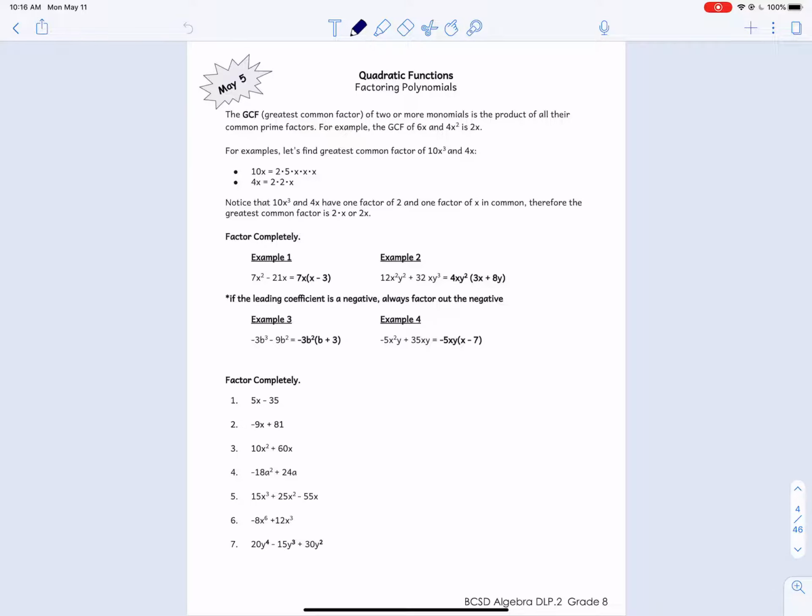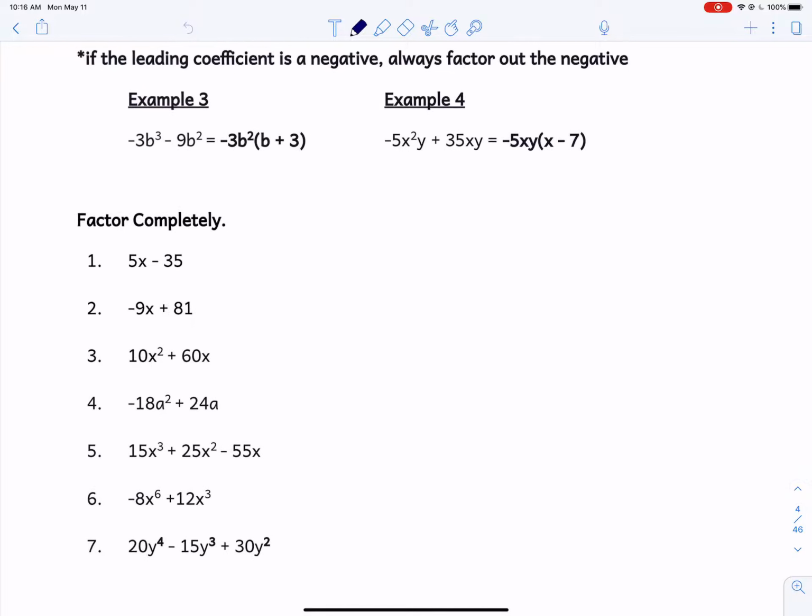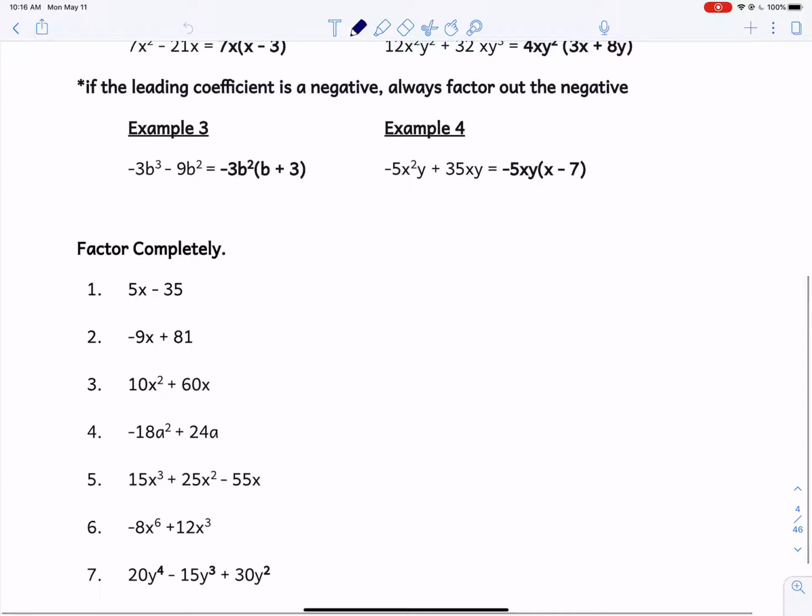And then we're starting off with some factoring. Again, I'm not going to do every single problem, but I will do some of the ones that I think might give you some trouble. So let's start off with one that's fairly straightforward, maybe number 1.